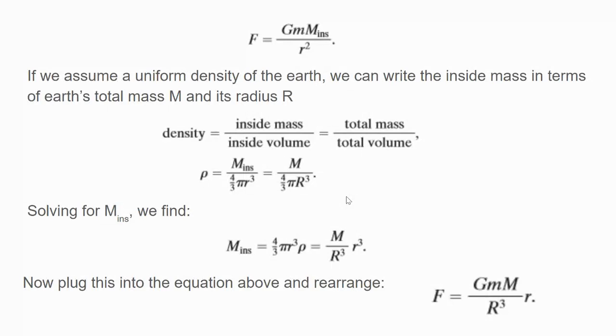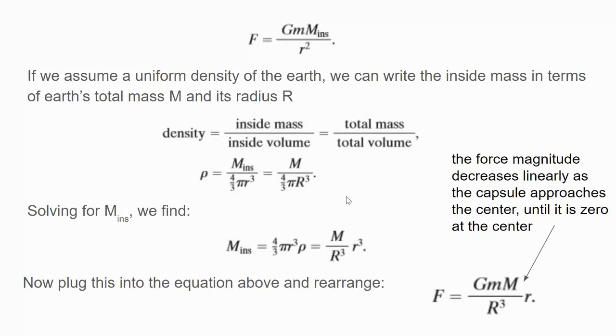Now, little r is the thing that's changing here, because as we move in toward the center of the Earth, that little r is getting smaller and smaller and smaller. So what this tells us is that the force magnitude decreases linearly as the capsule approaches the center until it is 0 at the center of the Earth.